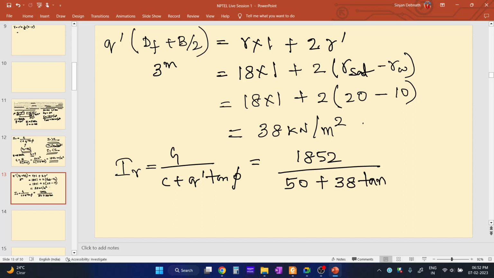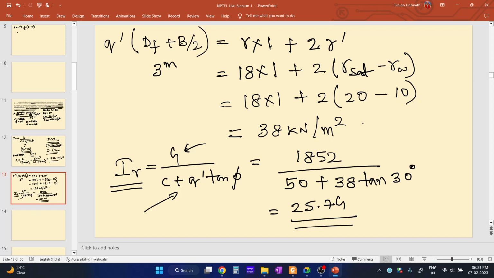And what is the value of phi? 30 degrees. If you calculate this, you will get 25.74. See, there is no unit because it is an index. The unit of C and Q dash is kilonewton per meter square, and the unit of G is also kilonewton per meter square. So both are kilonewton per meter square, so there will be no units. This is an index. So IR, rigidity index, is 25.74.